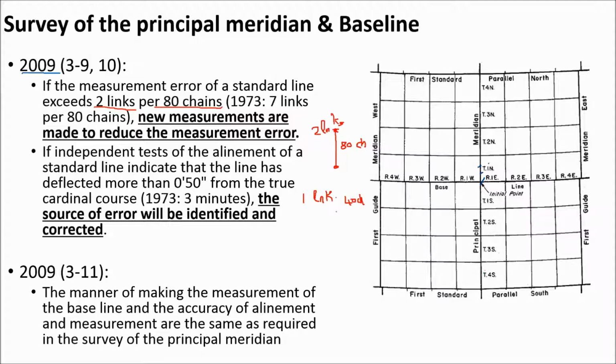So when you are resurveying the principal meridian, and the monuments are already set, you are going to subdivide the area here. You are going to create your townships. At any point, if the discrepancy increases beyond 2 links, then you have to resurvey.